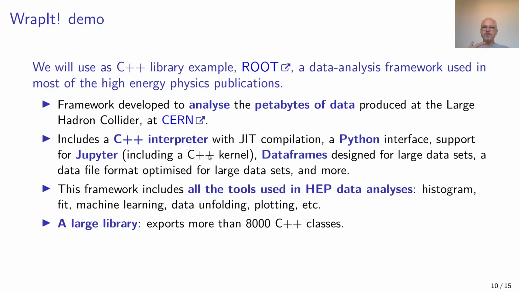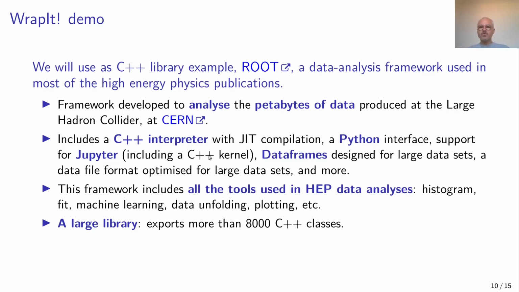For this, I will use a use case of a legacy library that we want to interface to Julia. This library is ROOT, a data analysis framework which is used in most of the high energy physics publications. It includes a C++ interpreter with JIT compilation and a Python interface. It supports Jupyter, including a C++ kernel. It provides data frames designed for large datasets, and a data file format also optimized for large datasets, and more. But one thing which is missing from the list is the Julia interface.